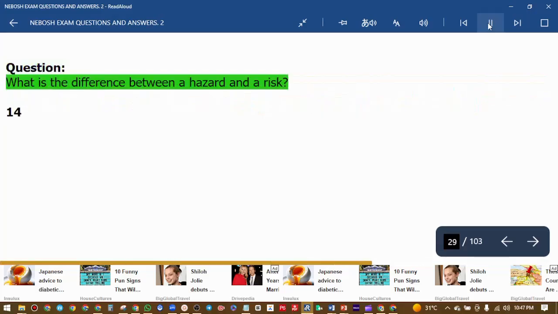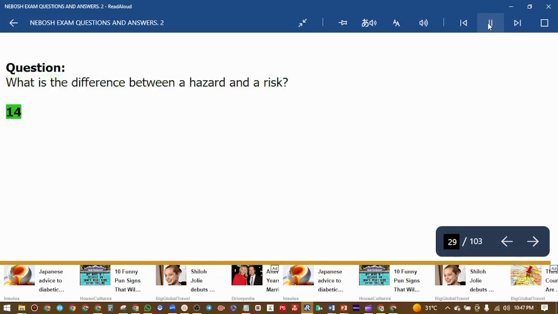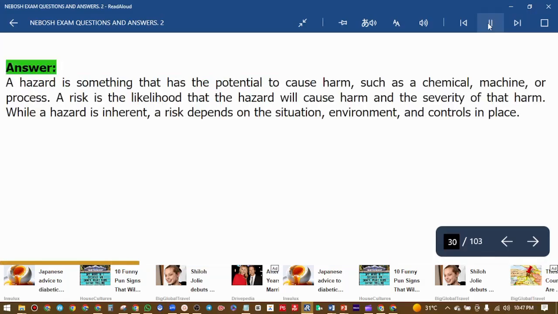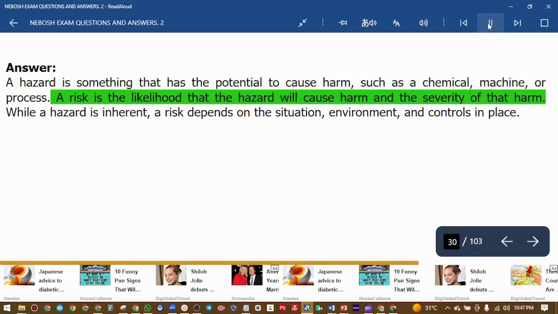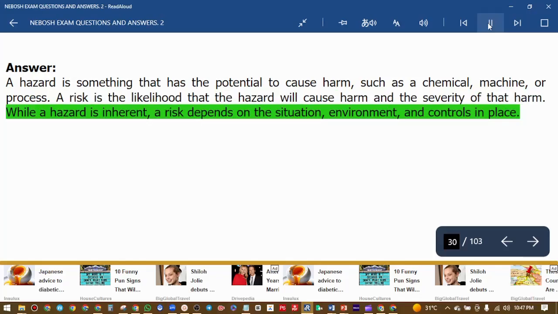Question 14. What is the difference between a hazard and a risk? Answer. A hazard is something that has the potential to cause harm, such as a chemical, machine, or process. A risk is the likelihood that the hazard will cause harm and the severity of that harm. While a hazard is inherent, a risk depends on the situation, environment, and controls in place.